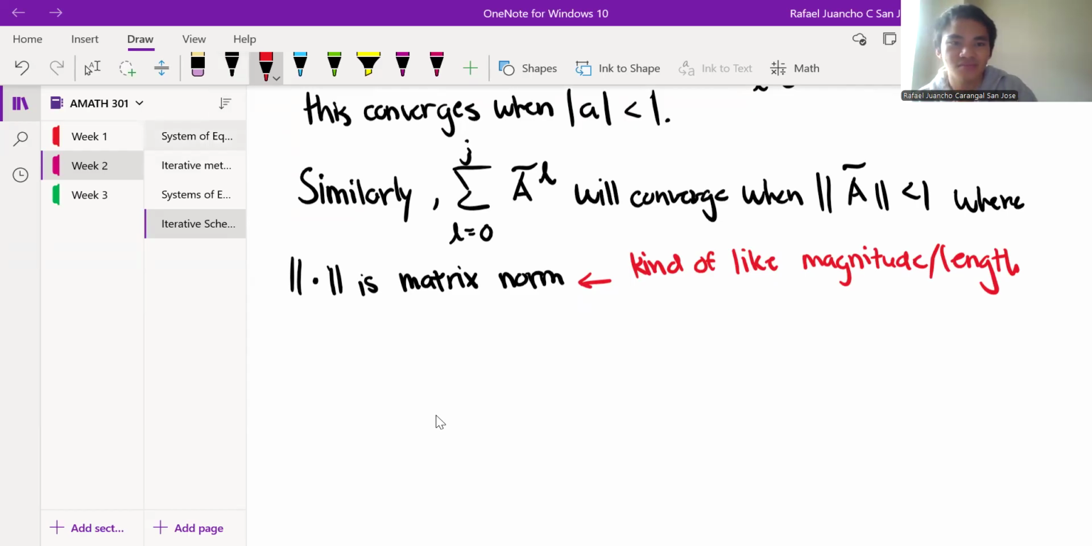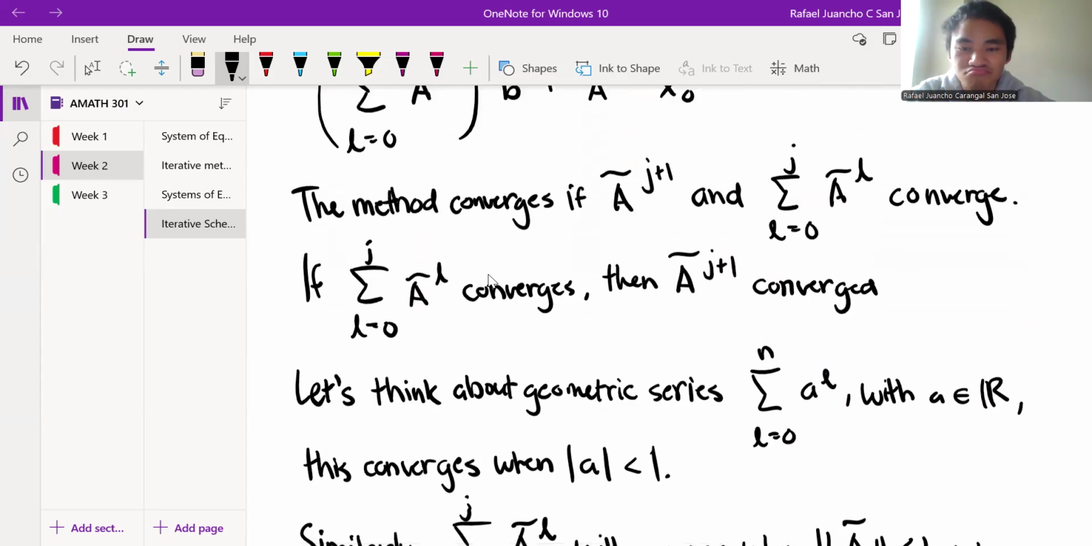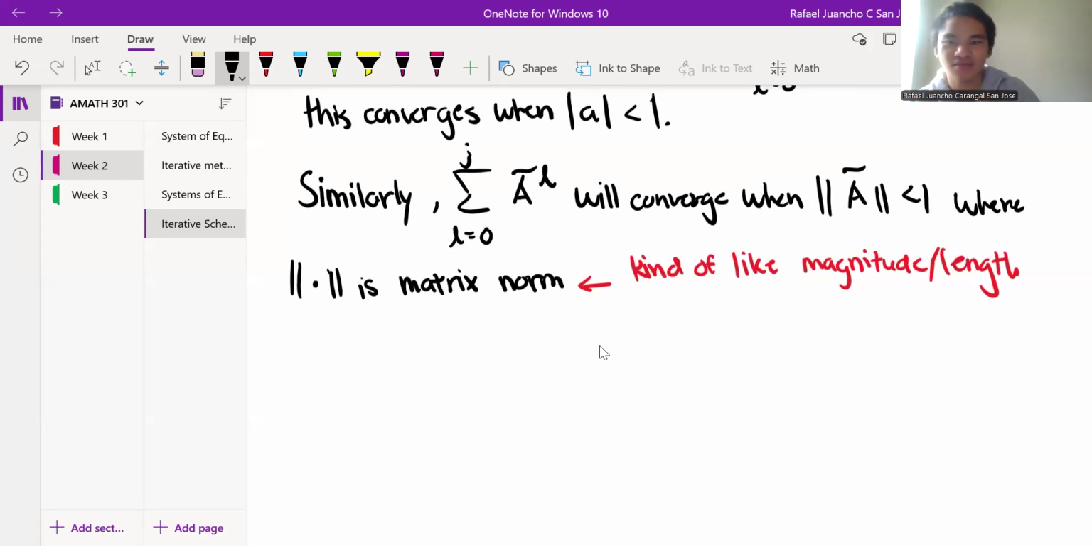I'm not gonna go in depth here because we actually didn't go in depth in this case. Maybe in the next course that I'm gonna be taking, I will go in depth about norms and matrix norms. I also don't know it as of now. But the idea is it will converge. This is really proof heavy. They prove it using geometric series and summations.